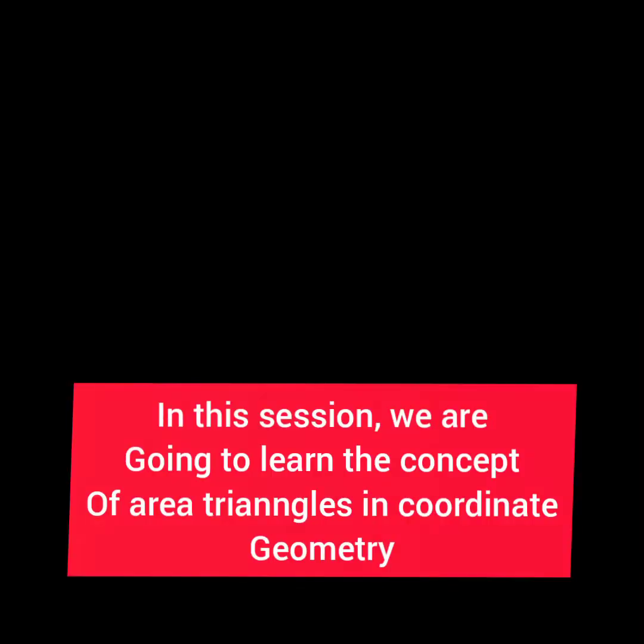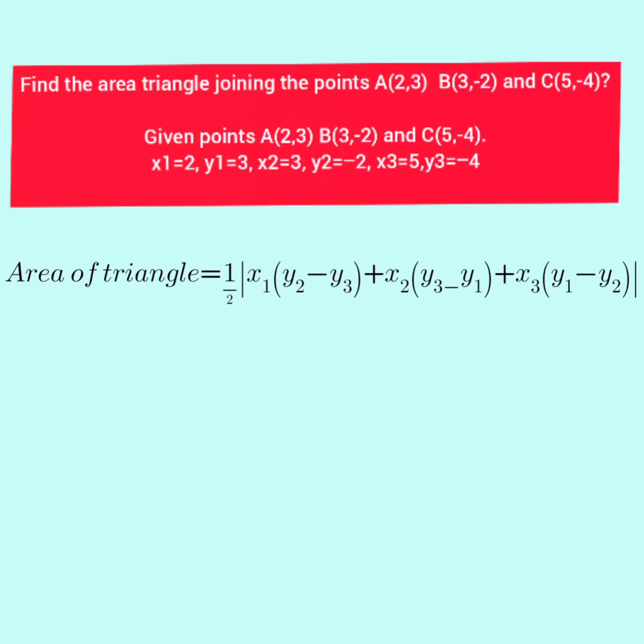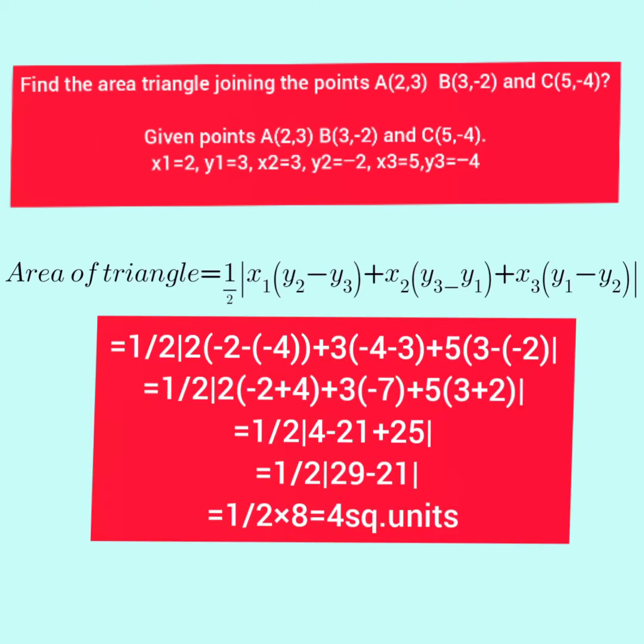In this session, we are going to learn the concept of area of triangles in coordinate geometry. The area of triangle joining the points x1, y1, x2, y2 and x3, y3 is given by 1 by 2 modulus x1 into y2 minus y3 plus x2 into y3 minus y1 plus x3 into y1 minus y2.